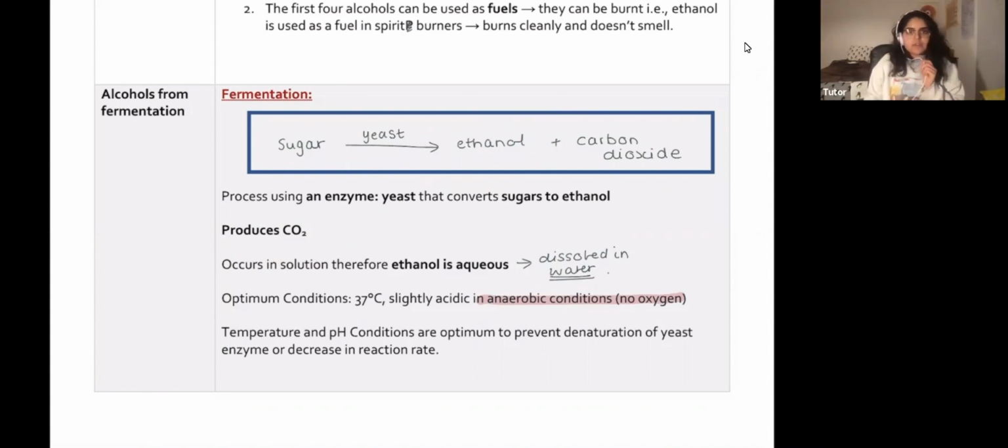And that is part 3 of organic chemistry. For the next part, we will be moving on to carboxylic acid.